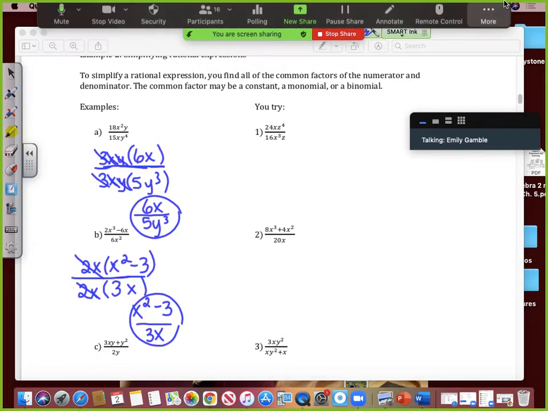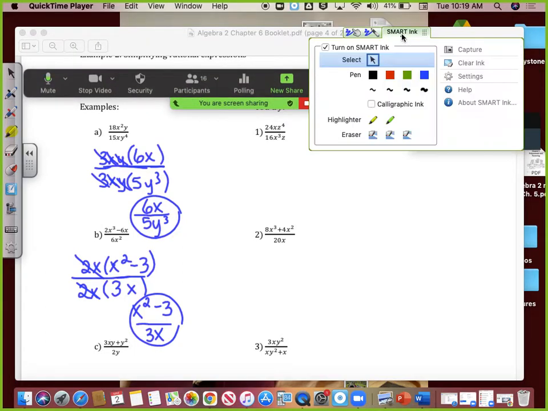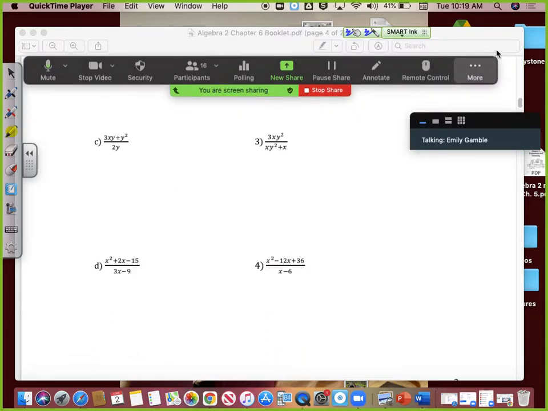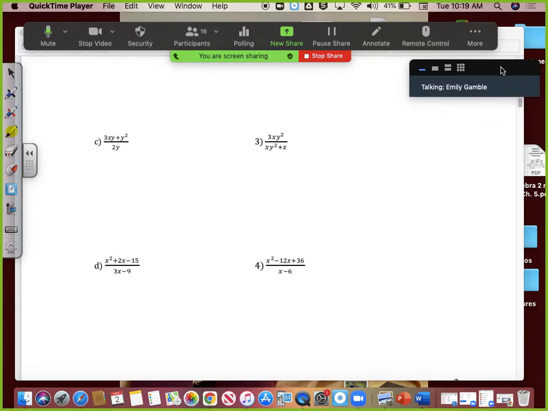All right, letter C, a little bit different. Letter C, now we have 3xy plus y squared over 2y. And we're trying to pull out the greatest number of variables and greatest number of coefficients that we can. So looking at this example here, I see 3, and I don't see any other numbers in the numerator, and I have here 2 in the denominator. There's no GCF for the coefficient numbers that I can take out of all 3, so there's no number I can take out of all.